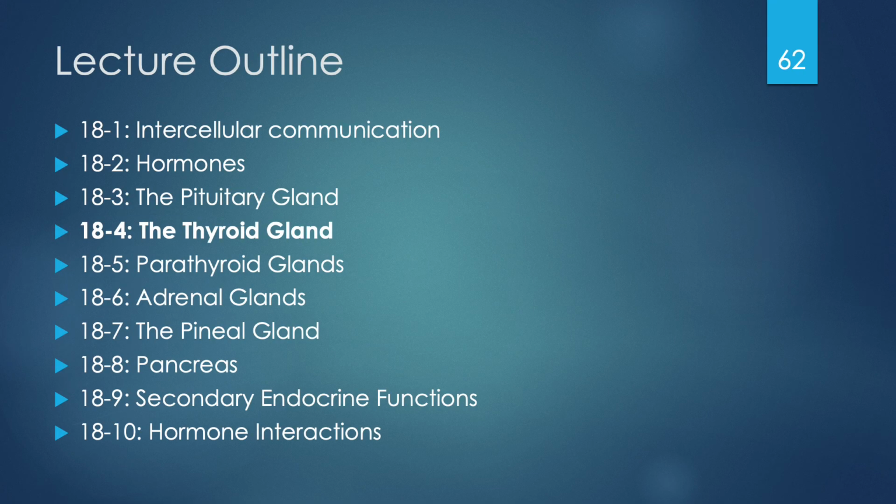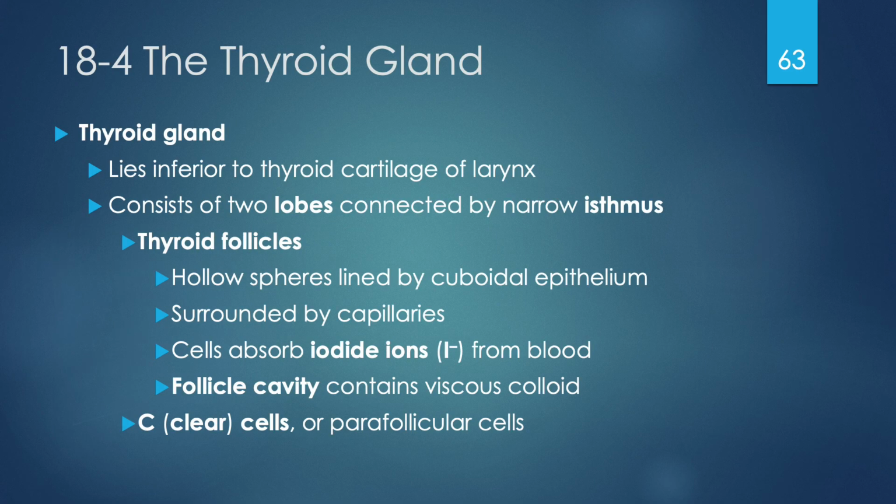Next, let's move to section 18.4, the thyroid gland. The thyroid gland looks basically like a butterfly lying just below the thyroid cartilage of our larynx, and it has two specific lobes, the left and the right, and these are connected in the middle by something called an isthmus. And inside the thyroid gland, we have thyroid follicles. And these follicles are spheres lined with cuboidal epithelium, which you don't get to see too often. And these are surrounded by capillaries.